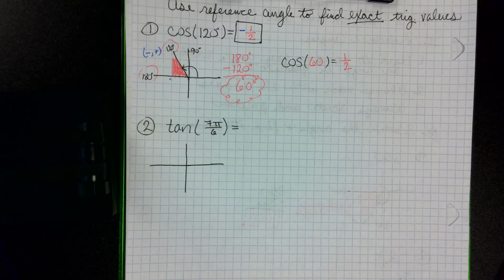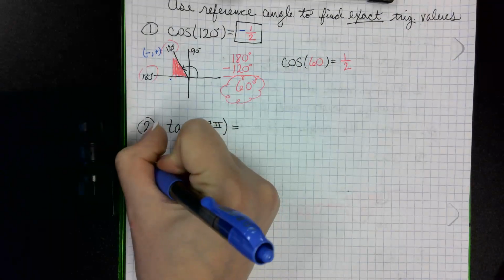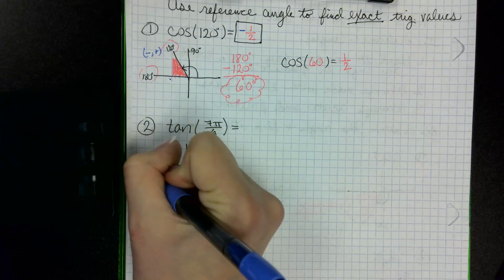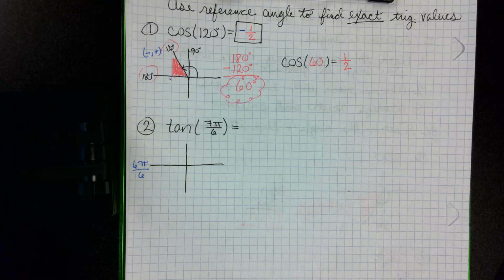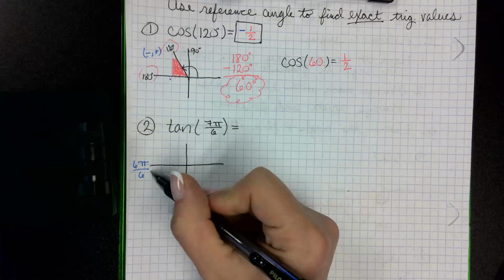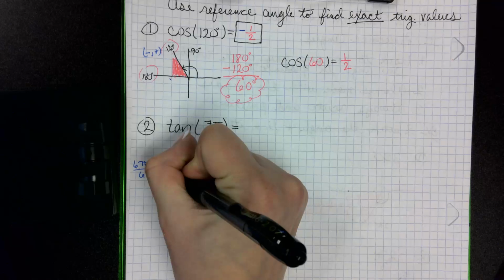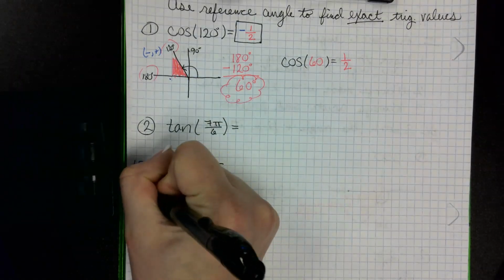7 pi over 6. Okay, I like to put pi on here. 7 over 6, so my denominator is 6. So 1 pi would be 6 over 6. And 7 over 6 is just a little bit more than 6 over 6. It's a little extra. So that tells me that it is going to be over here, just a little bit past the x-axis. 7 over 6 is going to be right here because that's 6 over 6. This is 7 pi over 6.